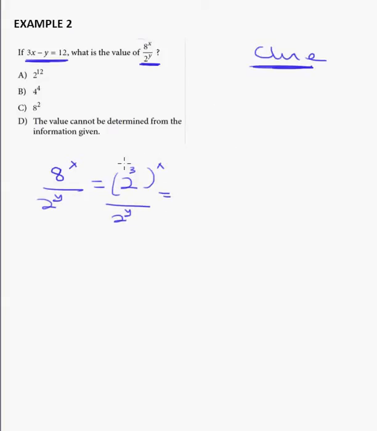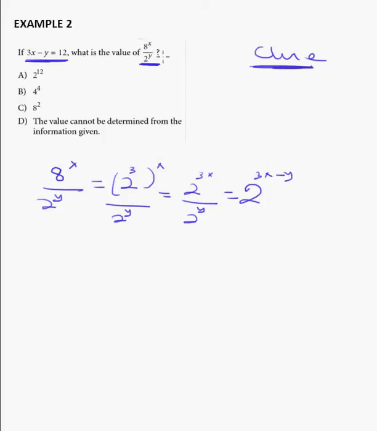And this 2 to the power 3 to the power x will be the same as 2 to the power 3x, and this will be 2 to the power y. Now, when you have exponential expressions with the same base, then as you divide them, you subtract the exponents. So this becomes 2 to the power 3x minus y. This is what this is.